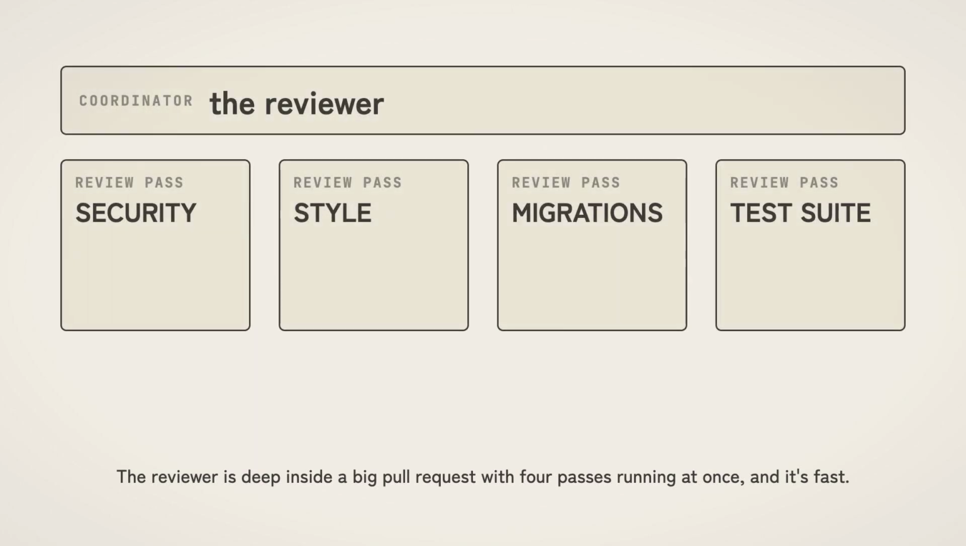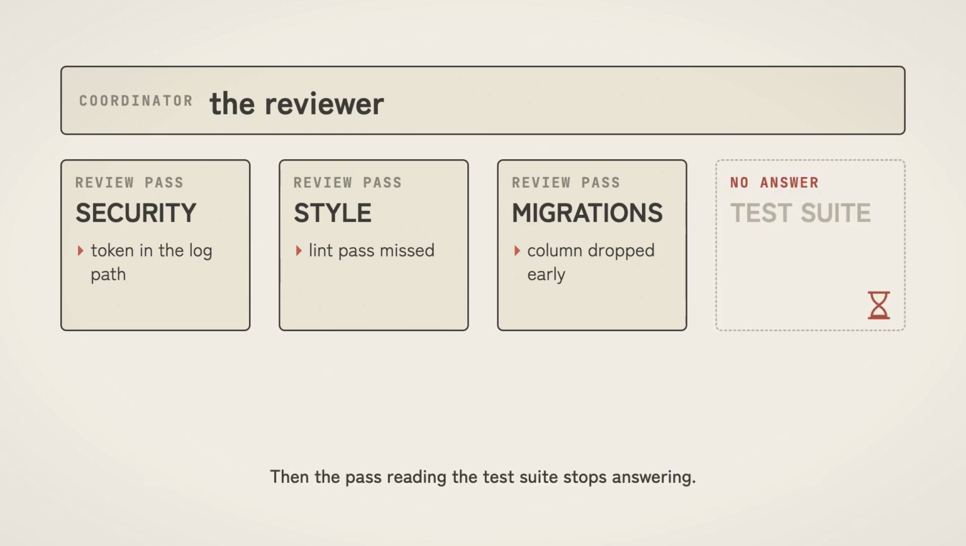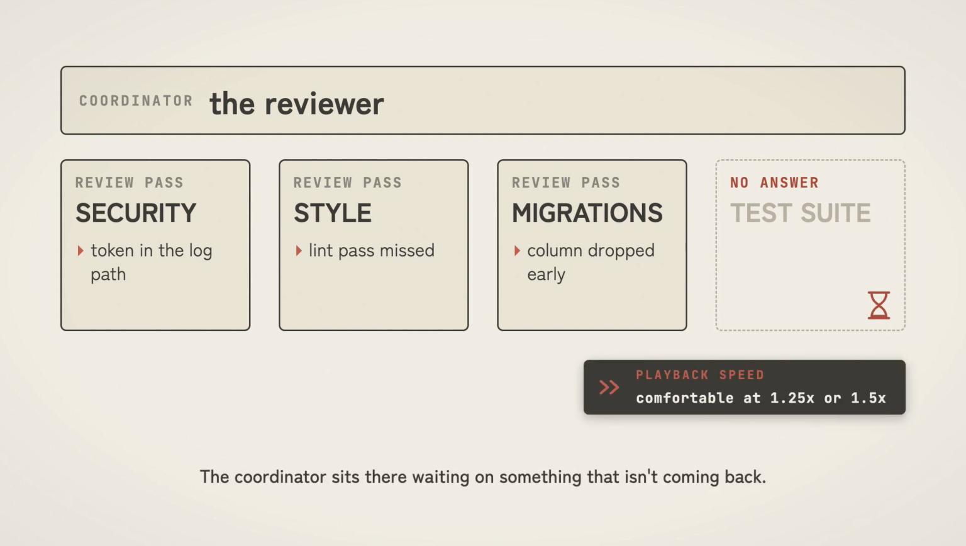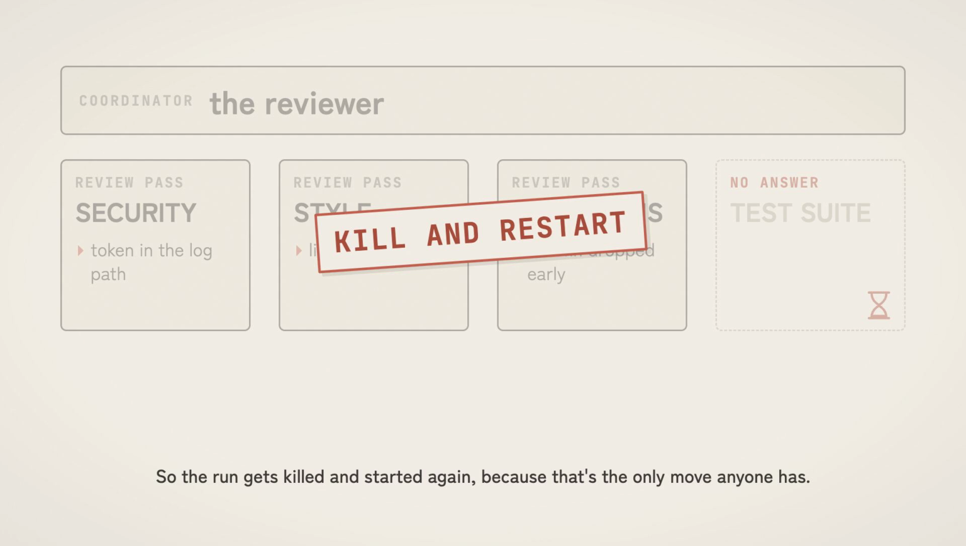The reviewer is deep inside a big pull request with 4 passes running at once and it's fast. Then the pass reading the test suite stops answering. The coordinator sits there waiting on something that isn't coming back. So the run gets killed and started again because that's the only move anyone has.